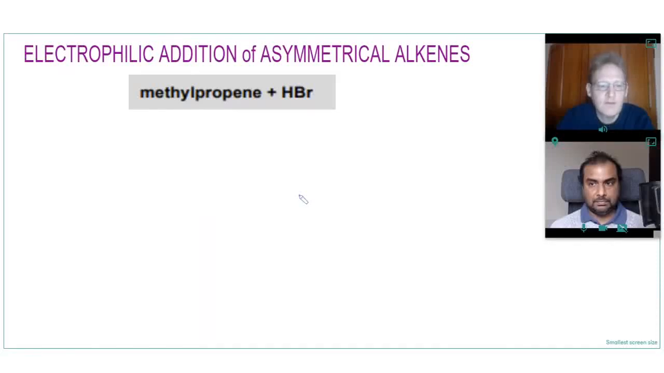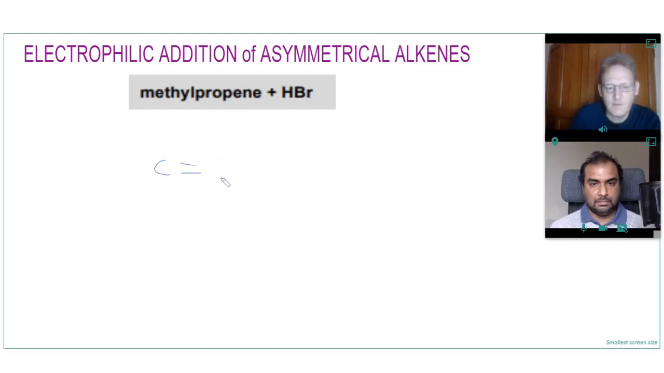So today we're going to have a look at the electrophilic addition of asymmetrical alkenes. That's basically just alkenes that aren't symmetrical, like ethene. And the reaction I'm going to have a look at is methylpropene and hydrogen bromide. So the first thing we need to do is draw our methylpropene.